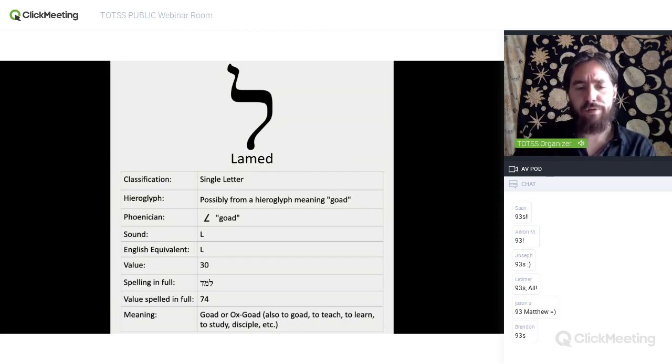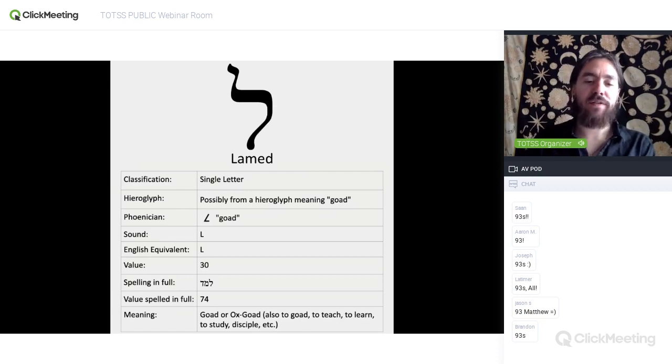Anyways, that becomes the Phoenician letter there, which also means goad. Its sound is essentially equivalent to the English letter L. And so our equivalent is just straightforwardly L. And it has a value of 30. Again, we're counting by tens now. Spelled in full, it's spelled Lamed Mem Daleth, which sums to 74. Not a particularly significant letter, but you could look into it. Or a particularly significant number, I mean. All the letters are significant.